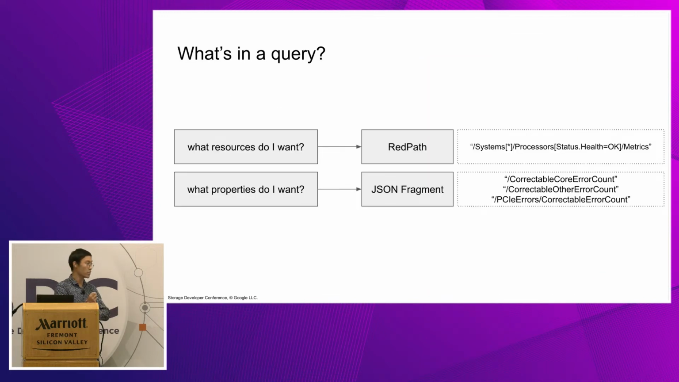So, what's in a query? The query essentially is two parts. What resources do you care about and what properties do you want? To answer the first part, we are proposing something called RedPath. And to answer the second part, we are proposing just to use the JSON fragments that are currently being used already in the Redfish specification.